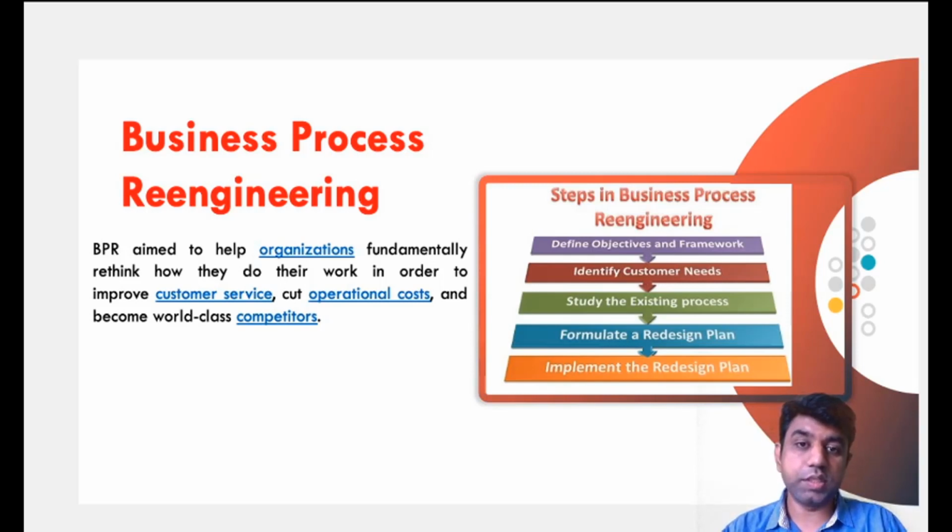Now, what are the basic steps in order to get that business process re-engineering? The first thing is to define the objective and the framework, right? The second thing, identify the customer need. Third thing, study the existing process. From the existing process, try to redesign a plan as per the need of the customer, and lastly, implement the redesigned plan. Fine, then you can get better customer satisfaction.